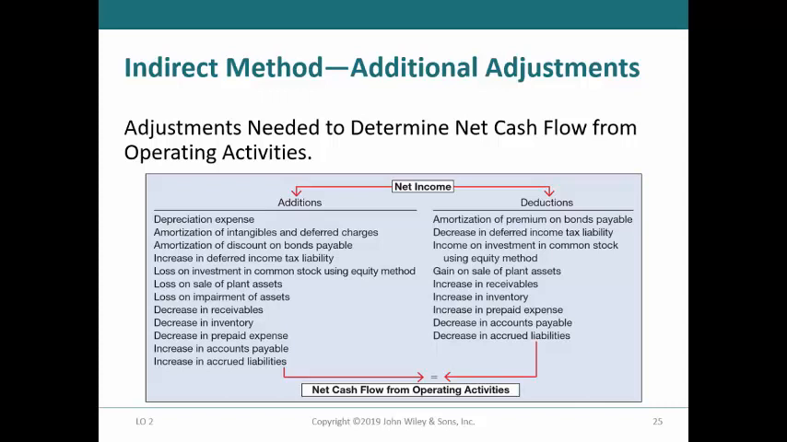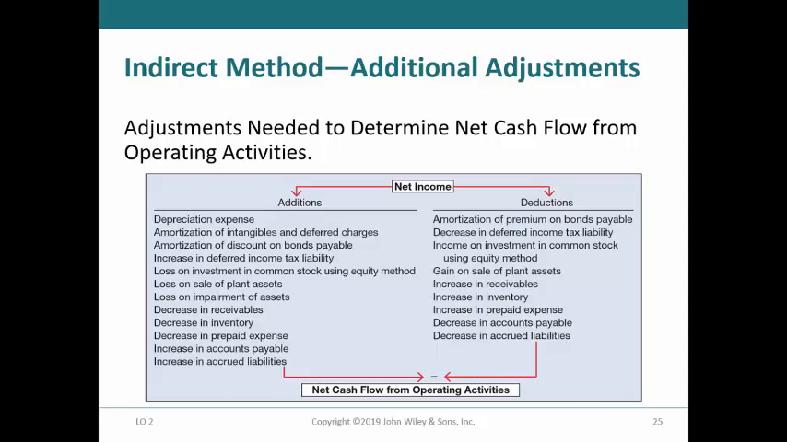Also, decreases in current assets must be added back because they represent receipt of prior income already reported or expenses reported that were paid for in a prior period. Additionally, the increases in accounts payable, accrued liabilities, and deferred income taxes represent expenses subtracted from net income that have not yet been paid, and these must be added back.